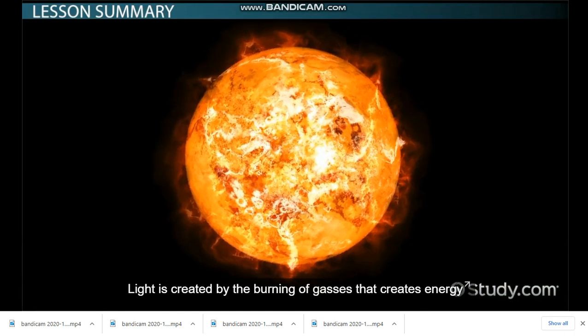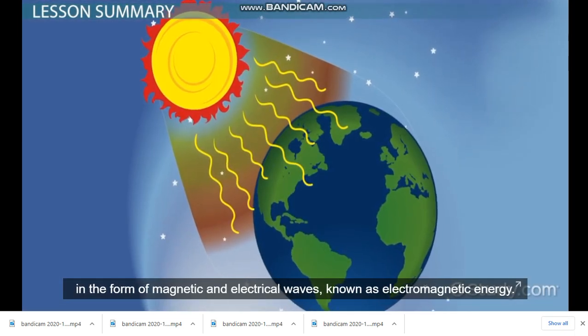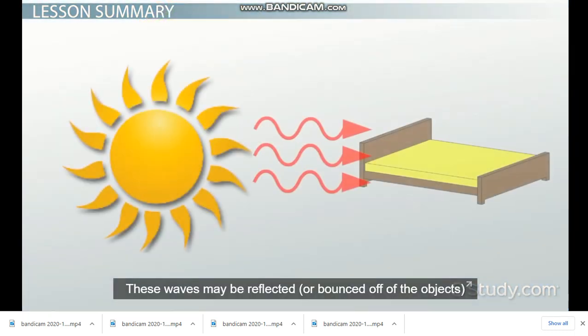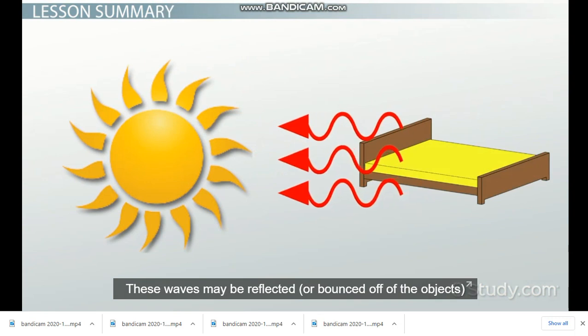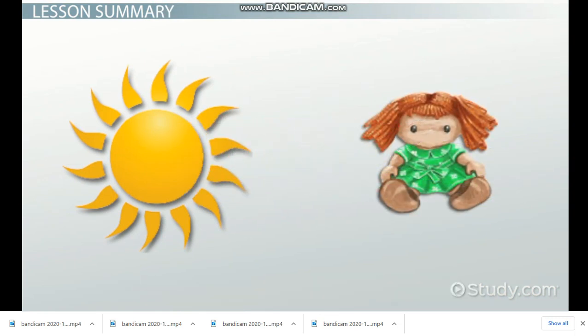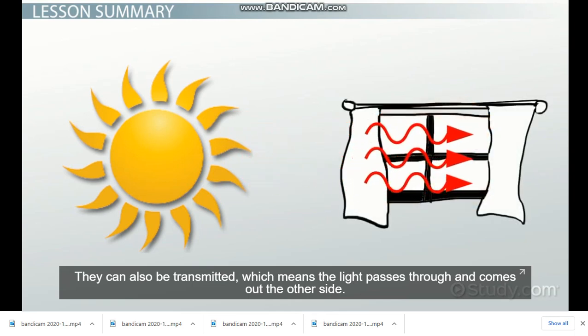Light is created by the burning of gases that creates energy in the form of magnetic and electrical waves, known as electromagnetic energy. These waves may be reflected or bounced off of the object, or they may be absorbed or soaked up by the object. They can also be transmitted, which means the light passes through and comes out the other side.